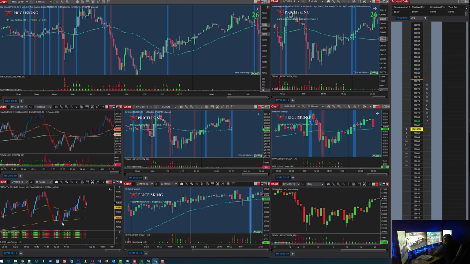This one closed. Yep, it closed. So this one would have been stopped out right there. This one closed right here. You would have gotten this leg up today. So a lot of good trades there.